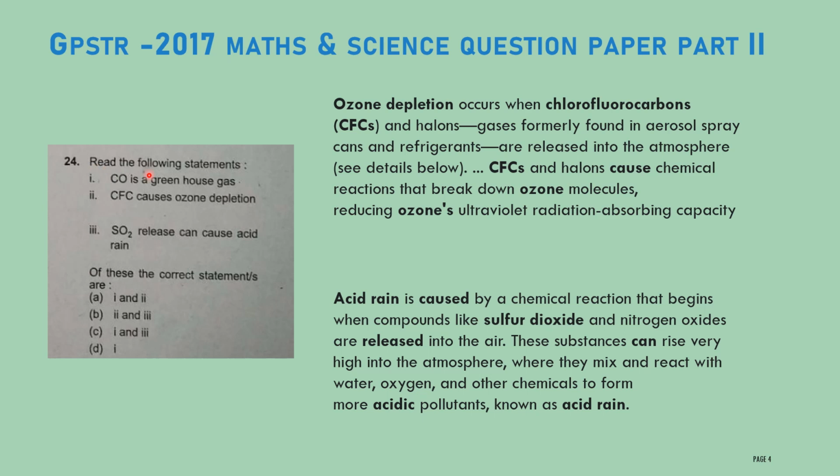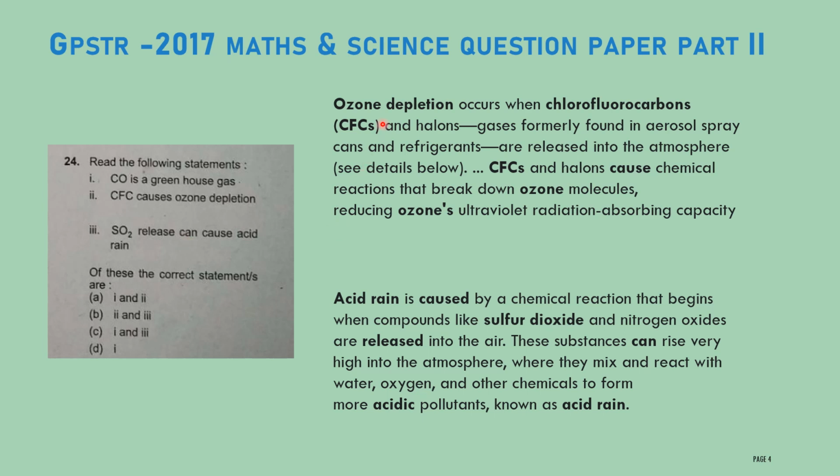Next question: read the following statements. First, carbon monoxide is a greenhouse gas. Second, CFC, meaning chlorofluorocarbon, causes ozone depletion. Third, sulfur dioxide release can cause acid rain. Among these three statements, which statements are correct? They are asking this question. Let us discuss in detail.